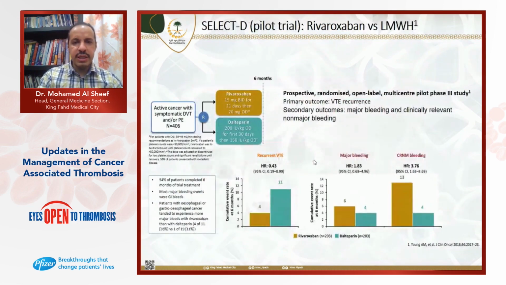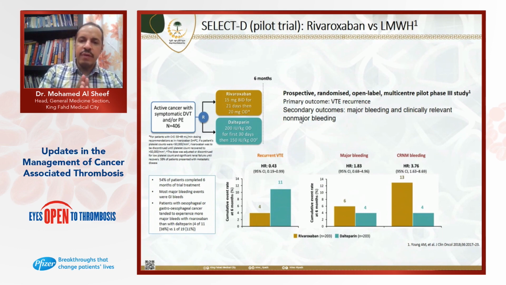So this is the SELECT-D study, rivaroxaban versus dalteparin. It's again the same kind of study, a prospective randomized open-label multicenter pilot phase 3 study. The primary outcome was VTE recurrence, and the secondary outcomes were major bleeding and clinically relevant non-major bleeding. I forgot to define the major bleeding.